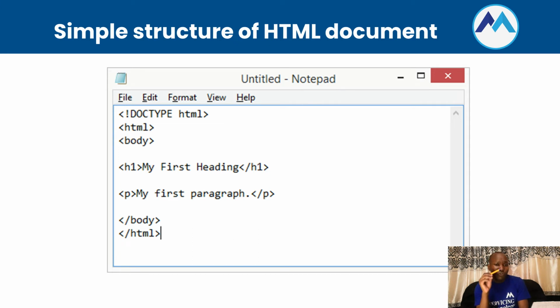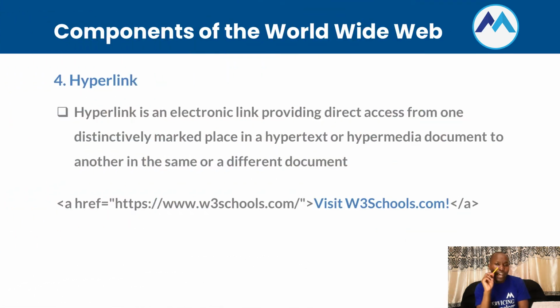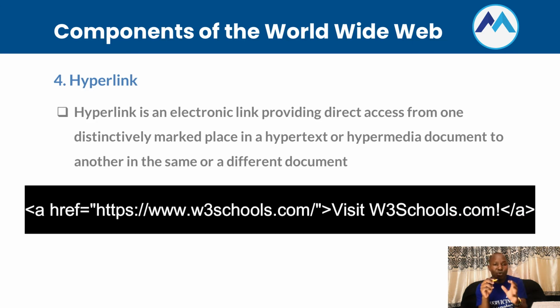Then component number 4 of the World Wide Web is the hyperlink. A hyperlink is an electronic link providing direct access from one distinctly marked place in a hypertext or hypermedia document to another in the same or a different document. This example below shows how to create a link to w3schools.com. Just look at that structure, and this is a good example of a hyperlink.